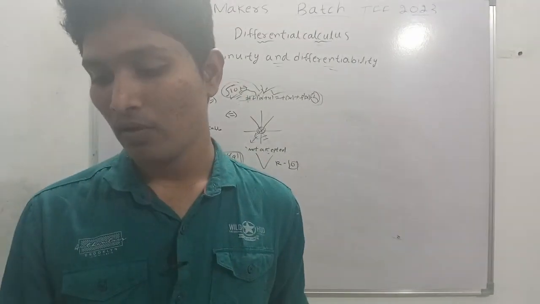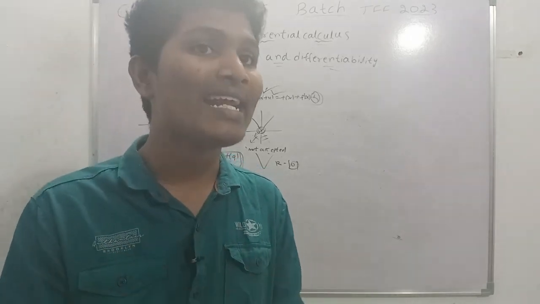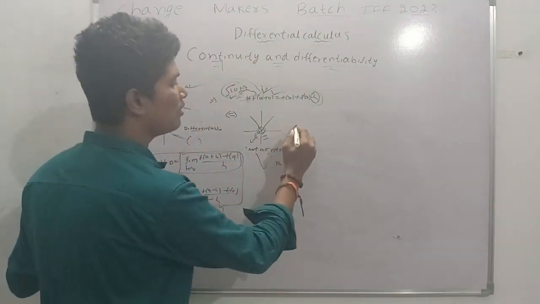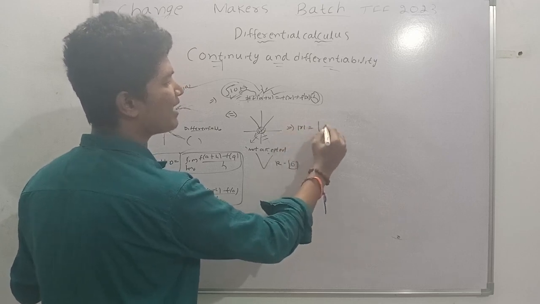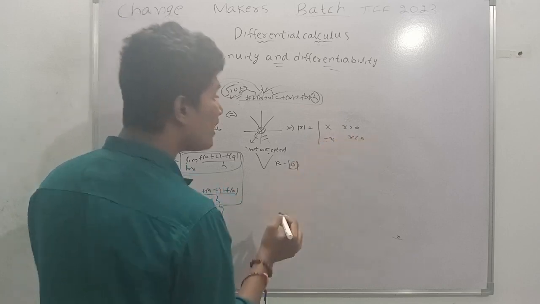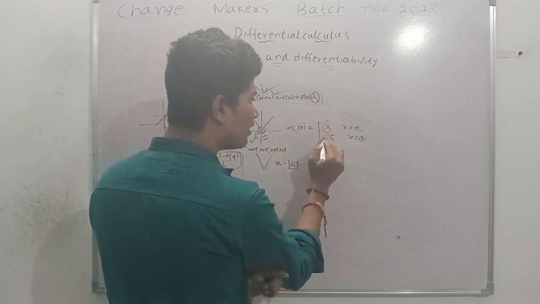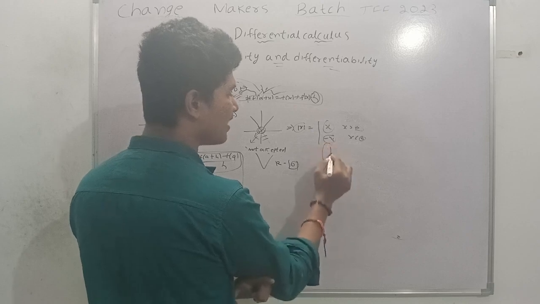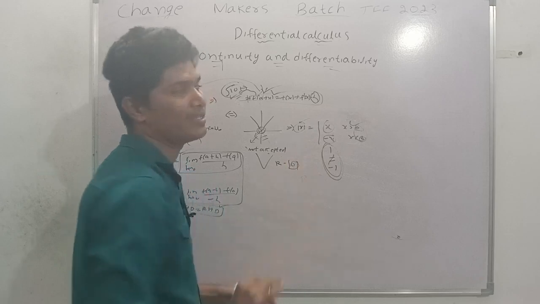And there is a shortcut. The shortcut to find LHD, that is left hand derivative, and right hand derivative, is that we can directly differentiate the terms. Suppose we see mod x, it can be opened as x if x greater than 0 and minus x if x less than 0. To check whether mod x is differentiable at 0 or not, we can directly differentiate these. X, what is the differentiation? 1. Minus x, differentiation is minus 1. So 1 and minus 1 are not equal. So this function is not differentiable at x equal to 0.